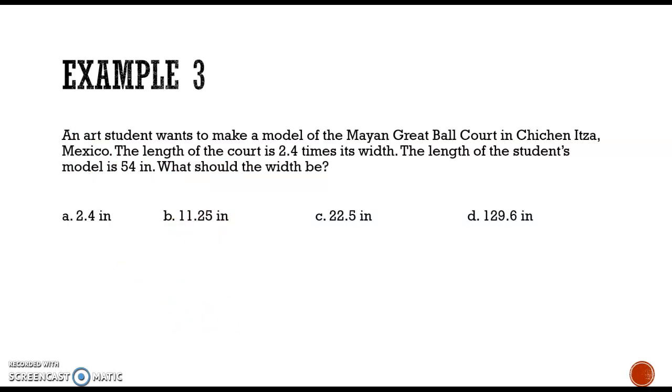All right, an art student wants to make a model of the Mayan Great Ball Court in Chichen Itza in Mexico, and I probably mispronounced all of that. The length of the court is 2.4 times its width, so I know that the length equals 2.4 times the width. And the length of the student's model is 54 inches. So now I'm going to replace that and say 54 equals 2.4W. What should the width be?